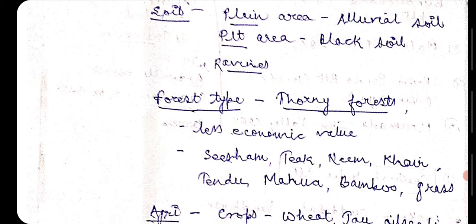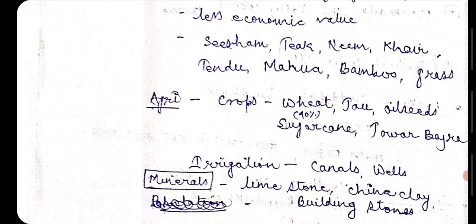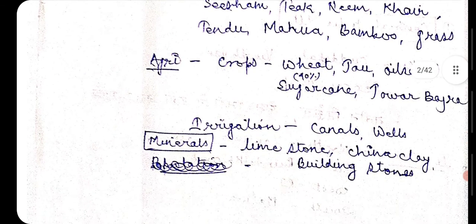Examples are sisham, teak, neem, khair, tendu, mahua, bamboo, grass. Agriculture: crops like wheat, jau, oil seeds, sugar cane, jowar, bajra, but the most important is wheat. 40% proportion is wheat. Irrigation is mainly canals and wells. Minerals in this region are limestone, china clay, and building stones.